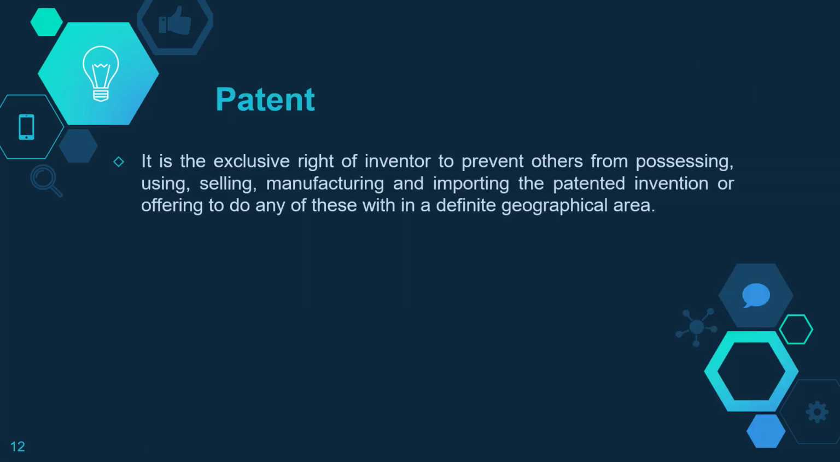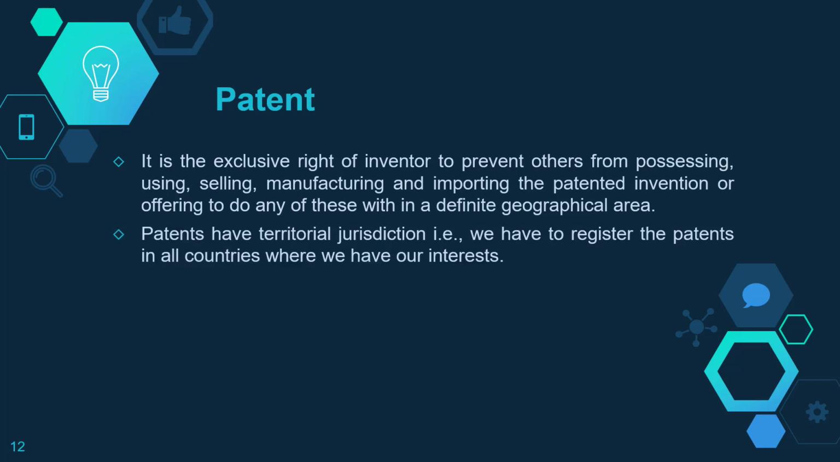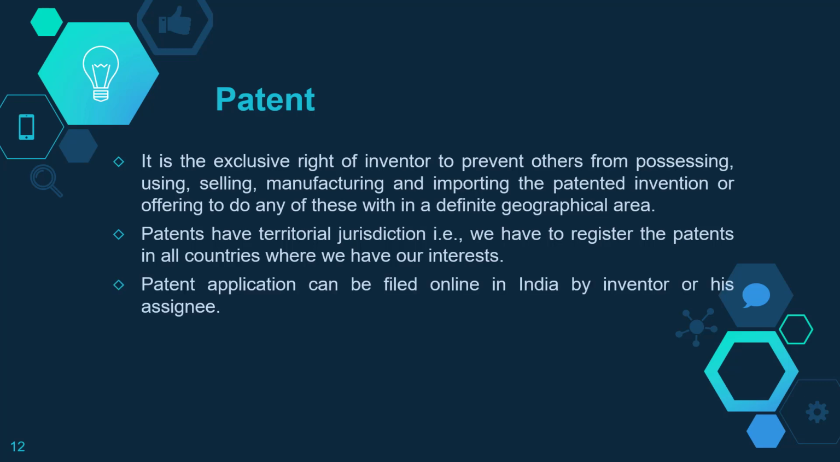Number one is a patent. It is the exclusive right of an inventor to prevent others from possessing, using, selling, manufacturing, and importing the patented invention or offering to do any of this within a definite geographic area. Patents have territorial jurisdiction. That is, we have to register the patent in all countries where we have our interest. A patent application can be filed online in India by the inventor or his assignee.